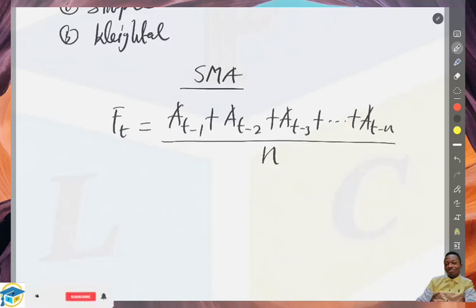So that's why in the moving average, and in all the quantitative methods of forecasting, we mostly use the most recent data to forecast for the coming period. So that's what we need to understand going forward.